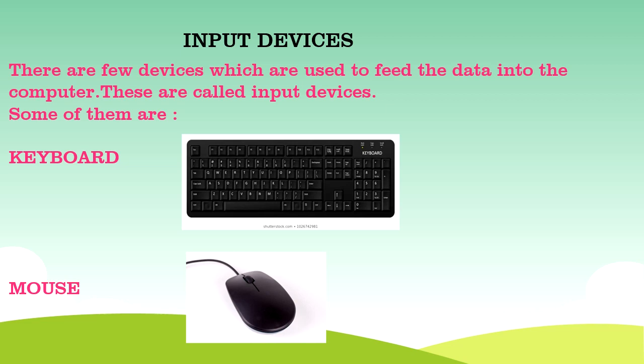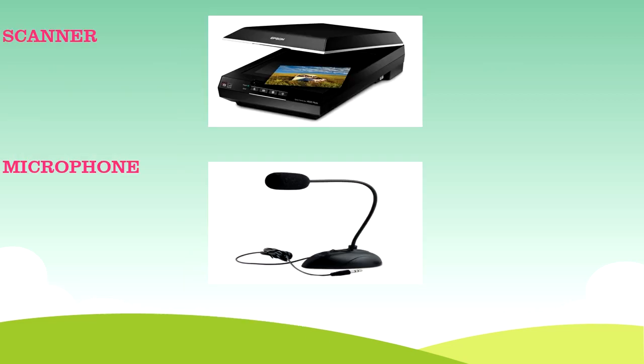Next one is mouse. It is a small handheld device which is moved across a flat surface to move the cursor on a computer screen. Next is scanner. It is a device that optically scans images, printed text, and converts it into a digital image. Next one is microphone. This is a device that converts sound into an electrical signal.